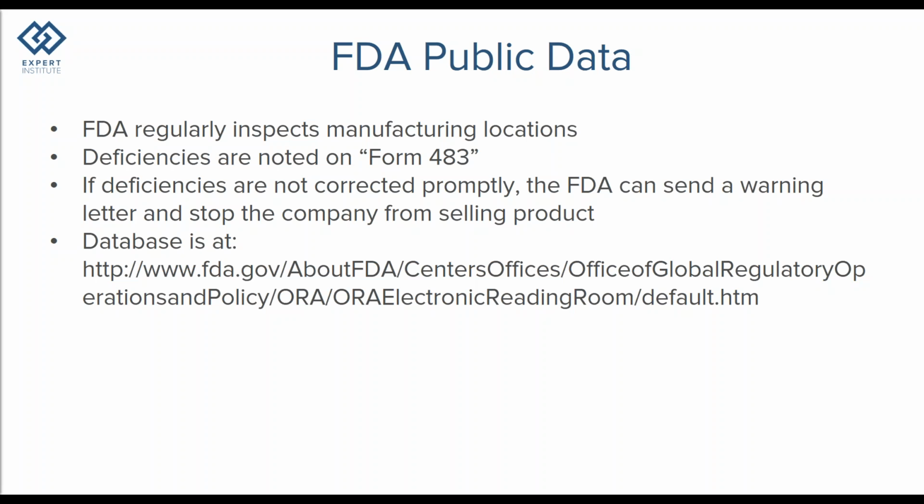And what you can do is go to this database. It's a pretty easy interface, and you can type in the name of the product, the name of the manufacturer, or the state that the manufacturing location is in, and it will bring up any warning letters and Form 483s that have been listed on the FDA's website. Can you go to the next slide, please?